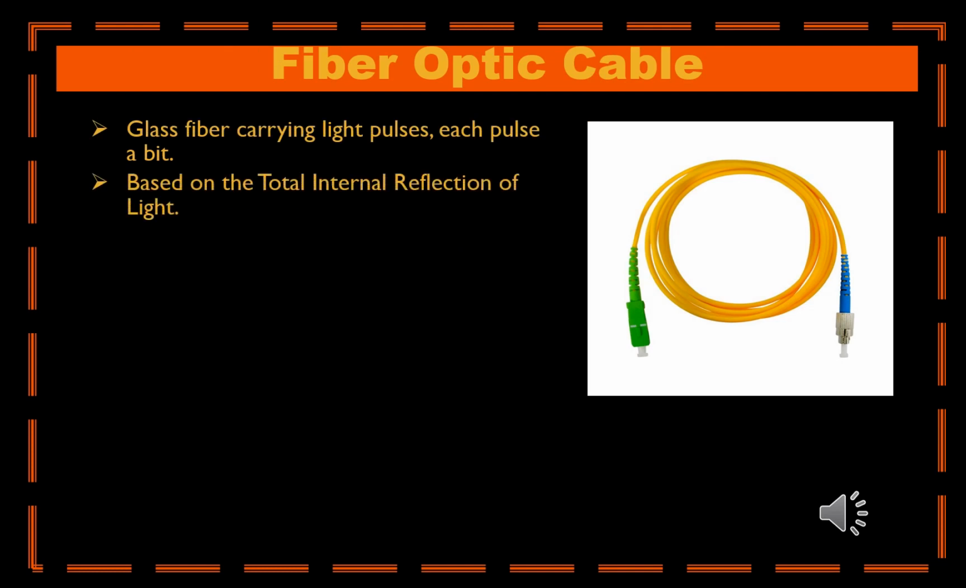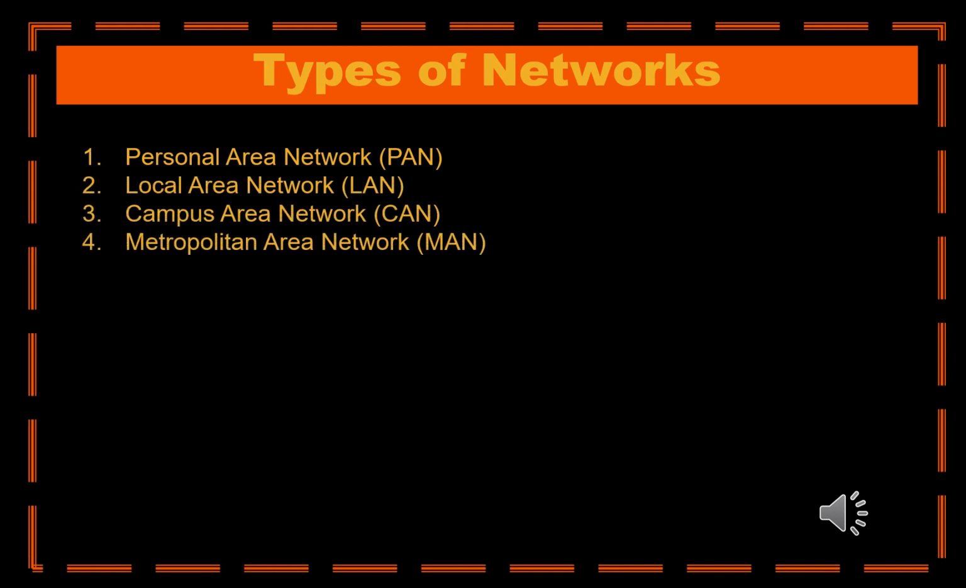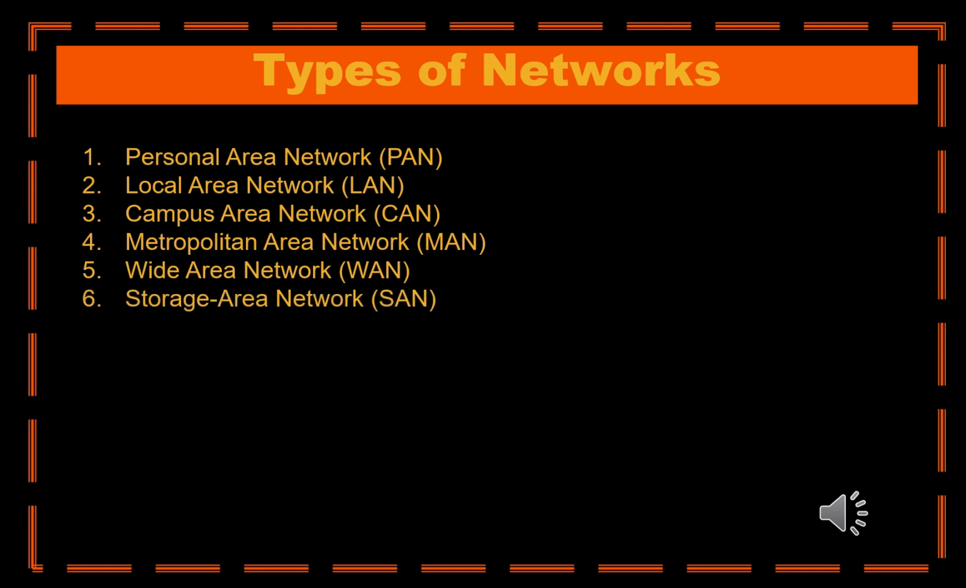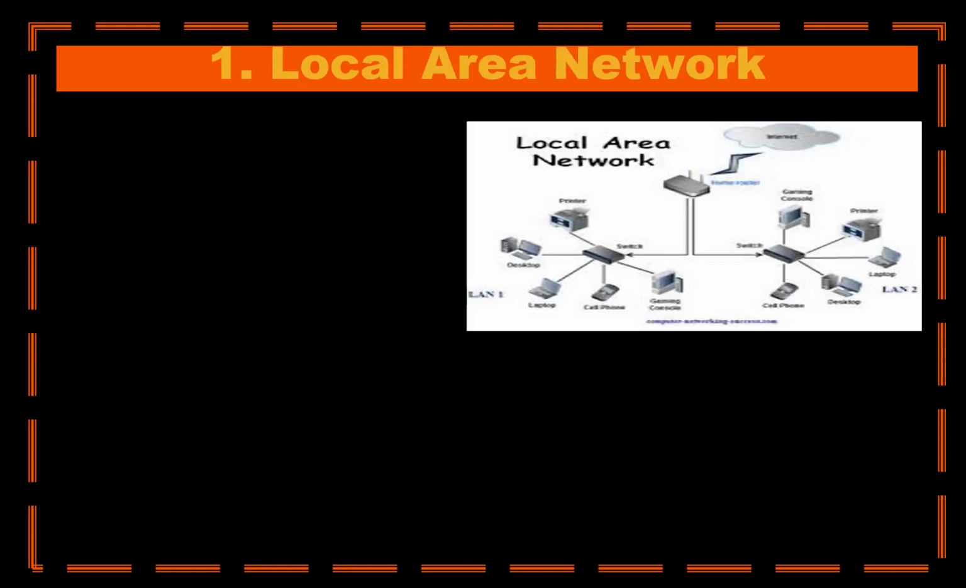It is mainly used to send each pulse as a bit. It is based on the total internal reflection of light only. The speed of this is 10 to 100 Gbps. And now we are going to see types of networks. First, personal area network, called PAN, local area network, LAN, campus area network, metropolitan area network, wide area network, storage area network, virtual private network, client server network, peer-to-peer network.